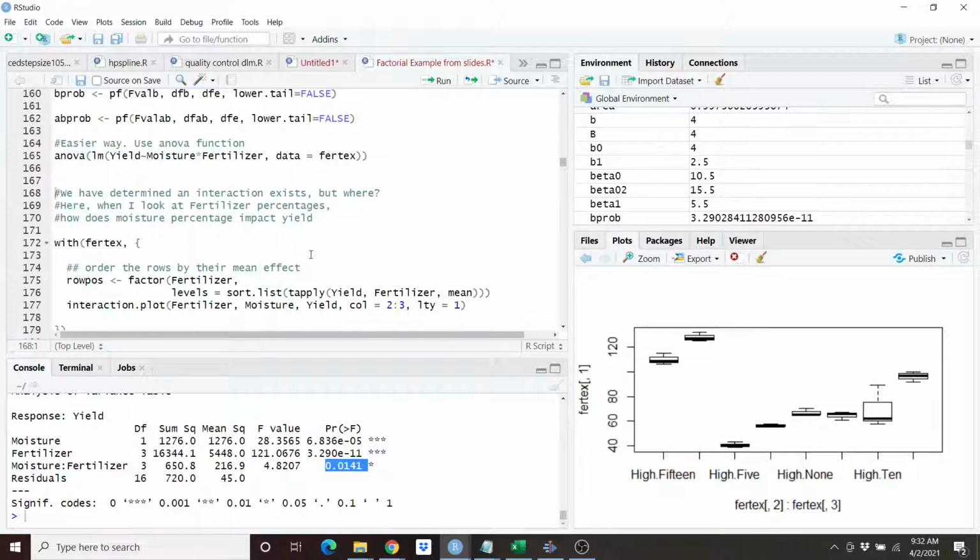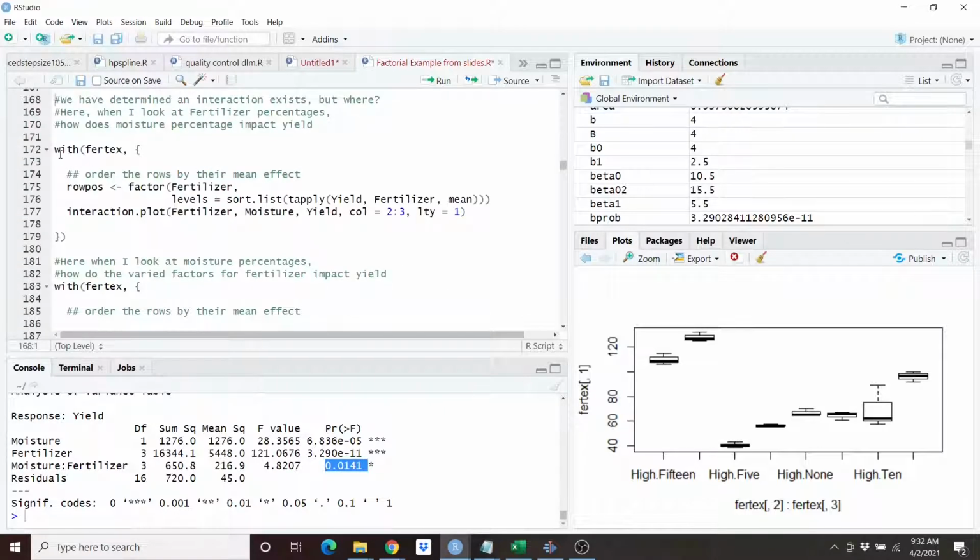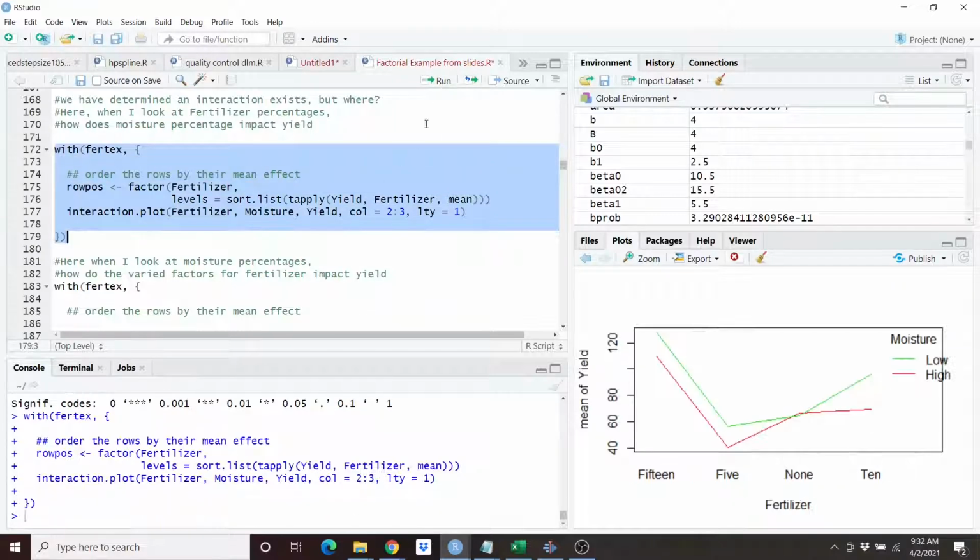We've determined an interaction exists, and so let's do an interaction plot and see what's happening. So here I want to look across fertilizer percentages and see how moisture percentage impacts yield. When I do this, notice at 15%, low and high, regardless, give me the highest yield. It doesn't look like there's an interaction between low and high at 15 going to 5. However, when I move from 5 to control, these interact. And then when I go from none to 10, they interact.